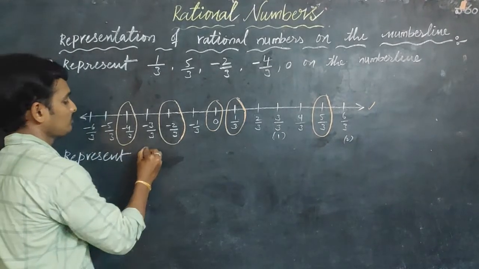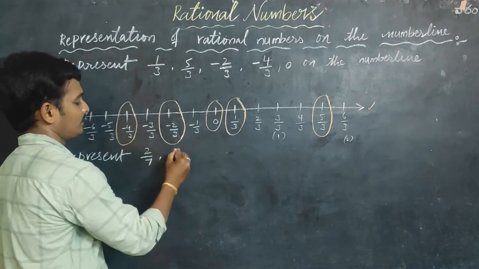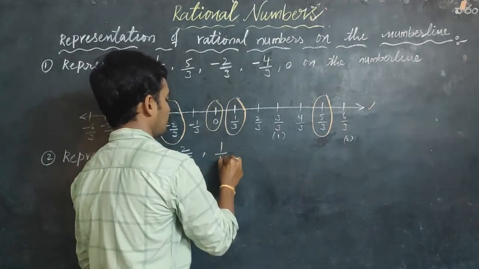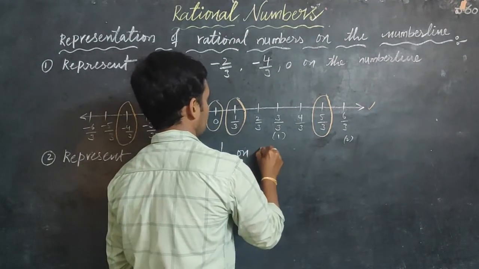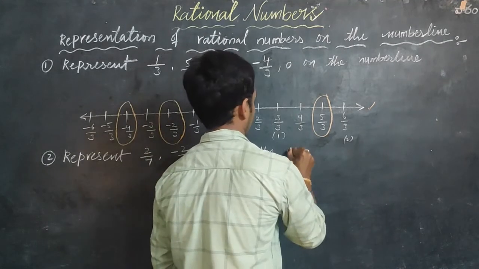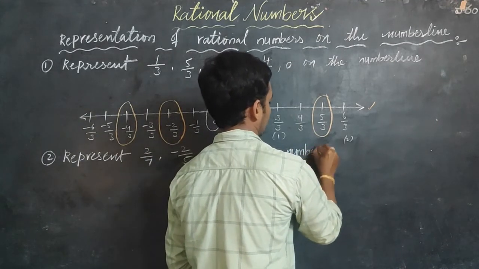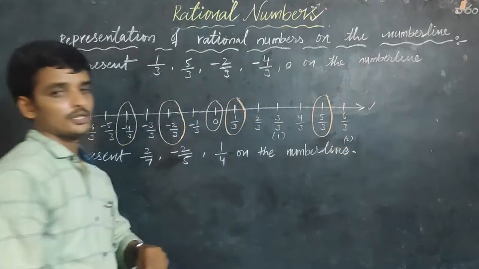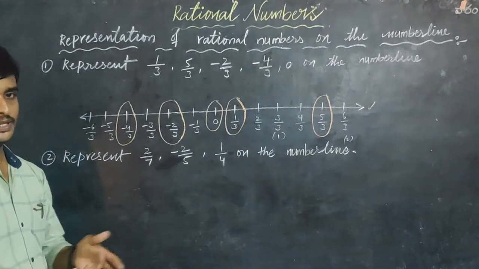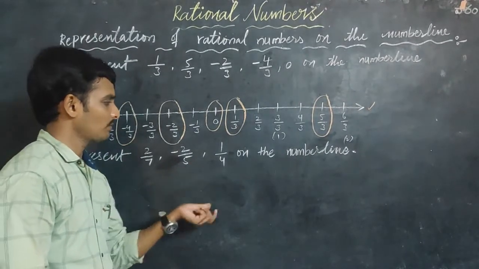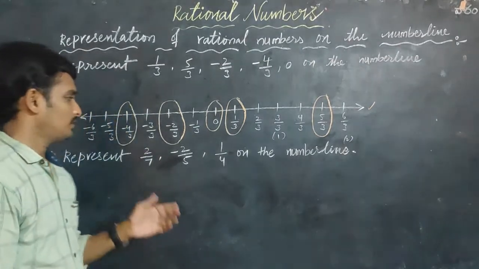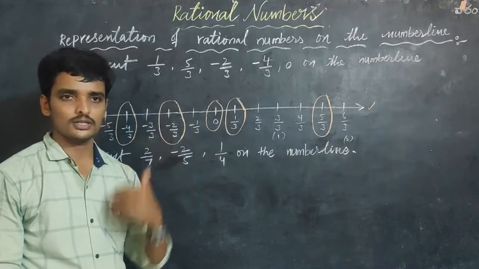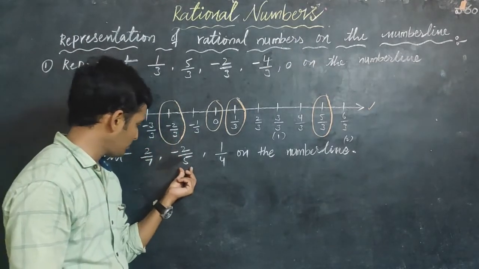Represent 2 by 7, minus 2 by 5, and 1 by 4 on the number line. If you see this question, 2 by 7 is a rational number, minus 2 by 5, 1 by 4 on the number line. Before starting the problem, we have to recollect our knowledge.